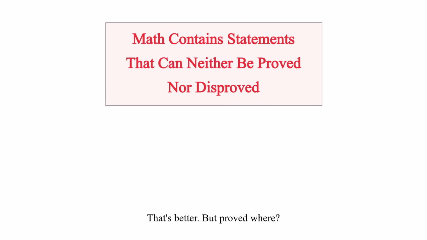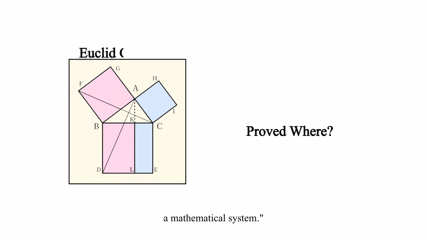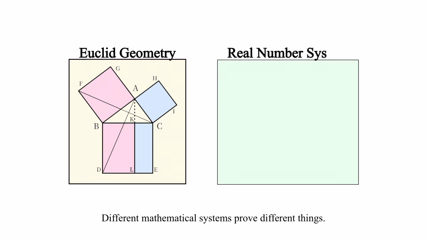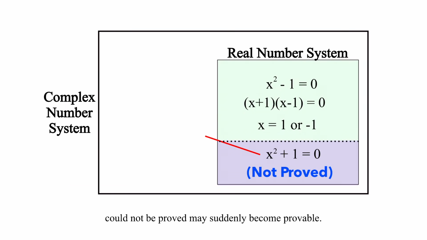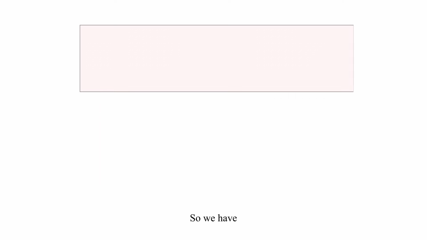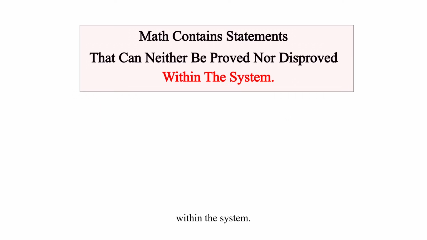That's better, but proved where? Every proof takes place within a mathematical system. Different mathematical systems prove different things. Change the system and something that could not be proved may suddenly become provable. So we have within the system.